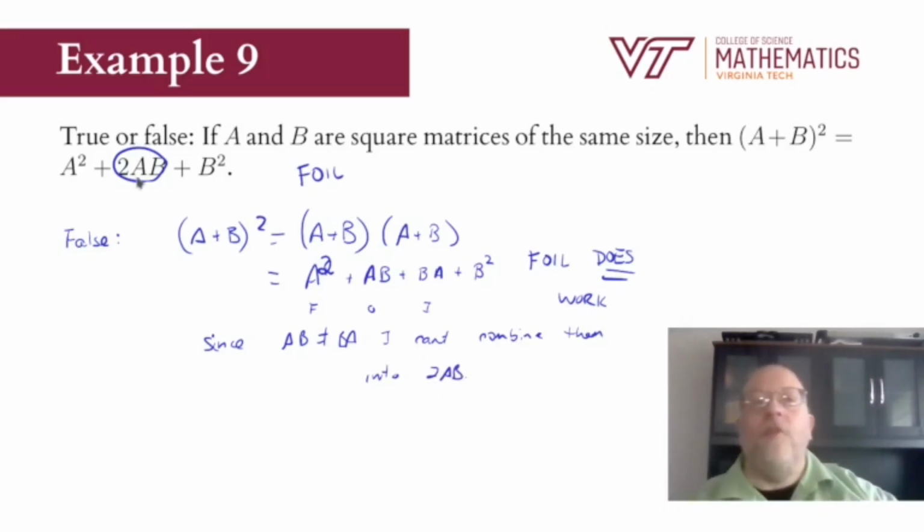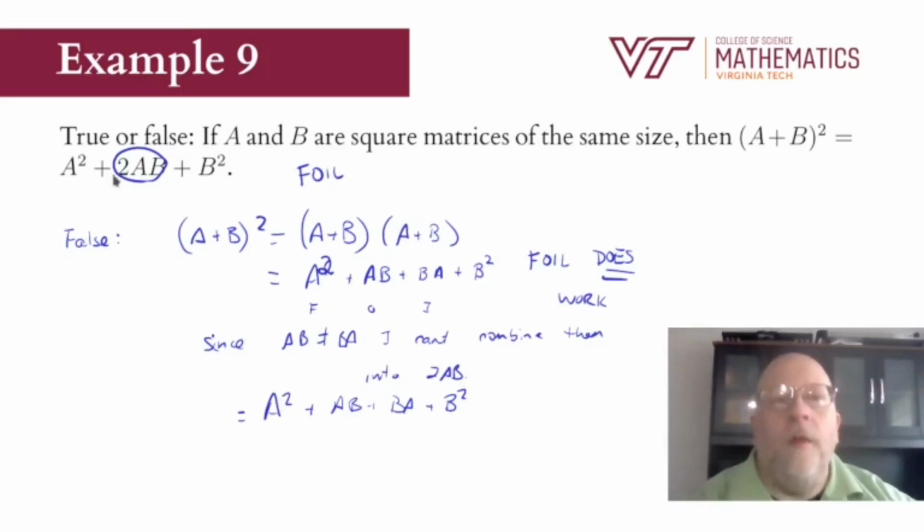And so for matrices, this business of combining the middle term no longer works. FOIL does work, but we just have to leave the answer as A squared plus AB plus BA plus B squared. We can't simplify it further. So this is a false statement.